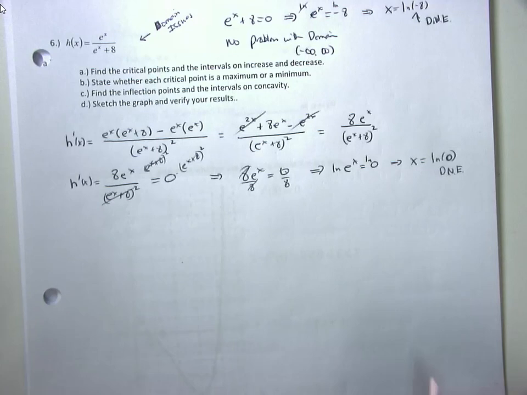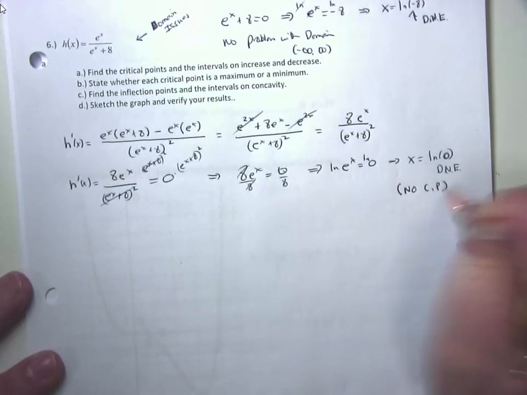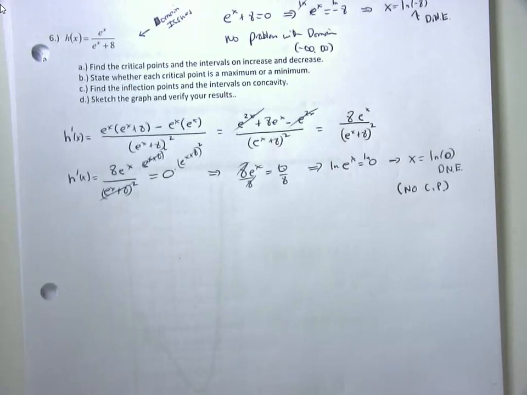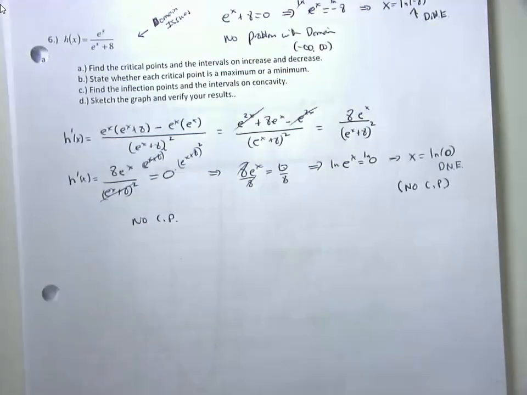So, here's the deal. There are no CPs, no critical points on this thing. The derivative doesn't exist. Does that make sense? So, no critical points. So we don't have max min points.